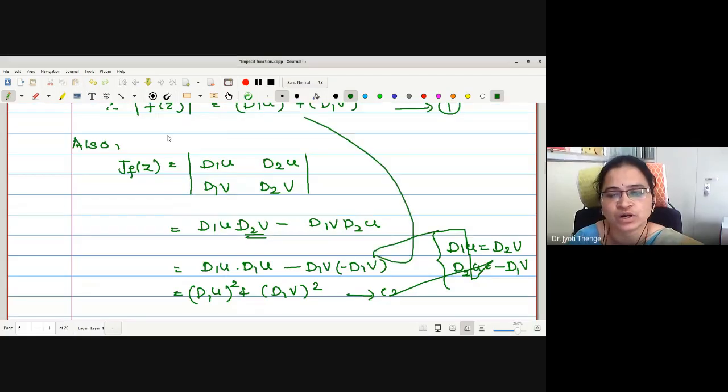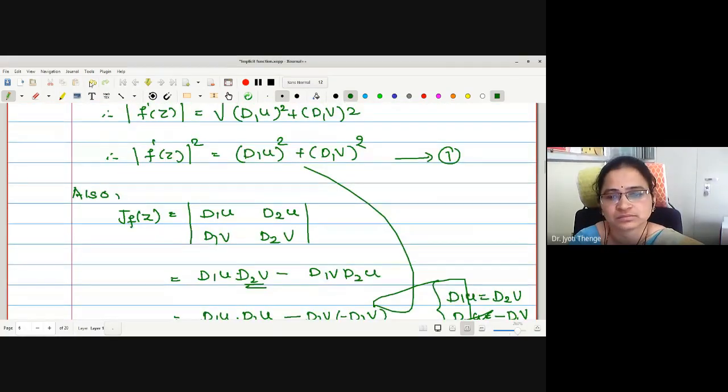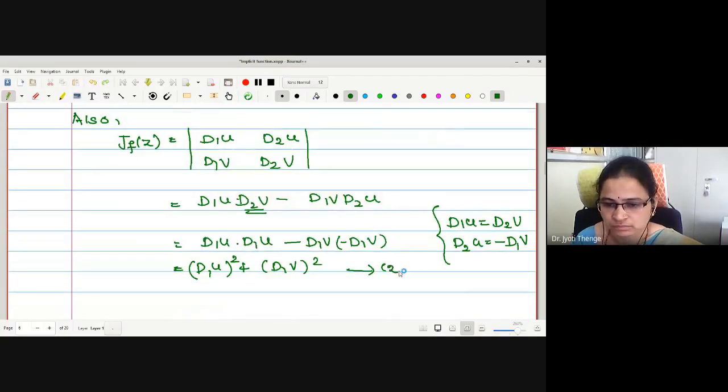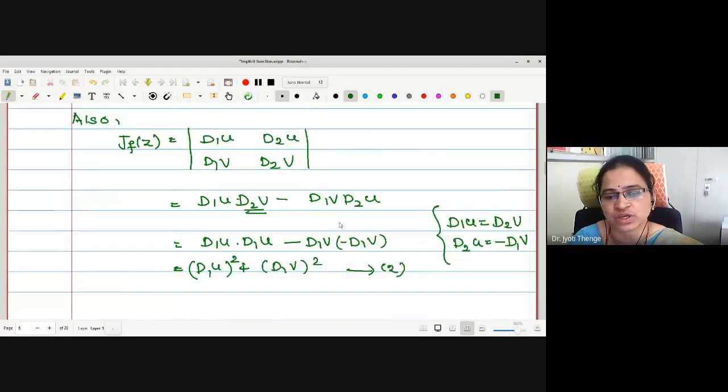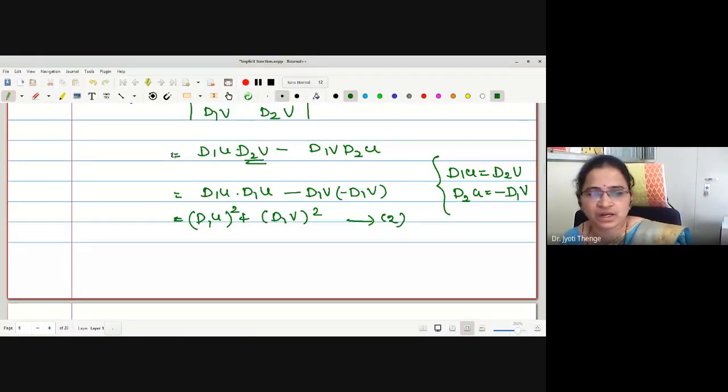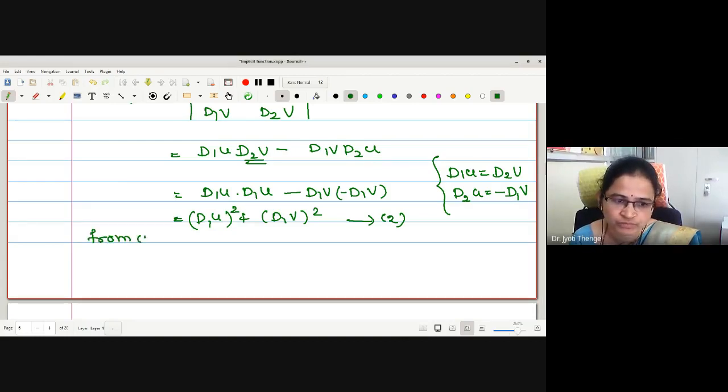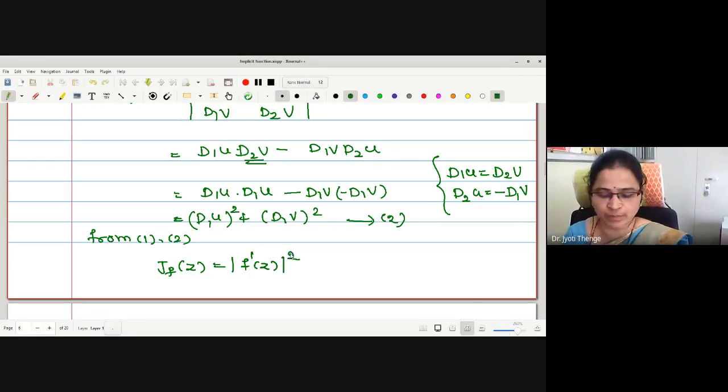From 1 and 2, look at statements 1 and 2. Statement 1 is d1u squared plus d1v squared, and here also we have the same. Therefore both the values are the same. So from 1 and 2, what we have obtained is that Jf at the point z is mod of f dash of z, whole square. Any difficulty up to this?